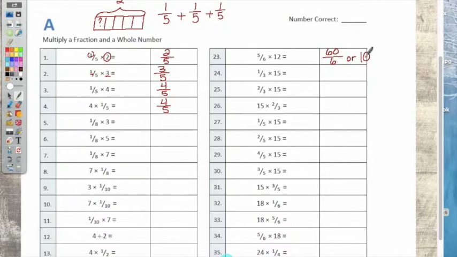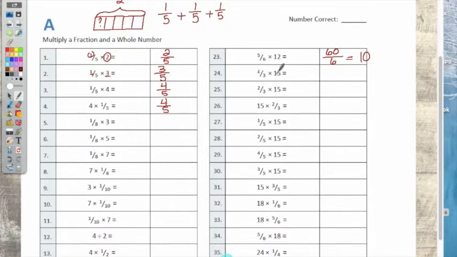I would like for you to write both. And instead of writing "or" in there, what do you think I'd like for you to write? An equal sign. Very good. Okay? Now this can be thought of as 60 divided by 6. So are we actually dividing today? Yes, we are. We're dividing.